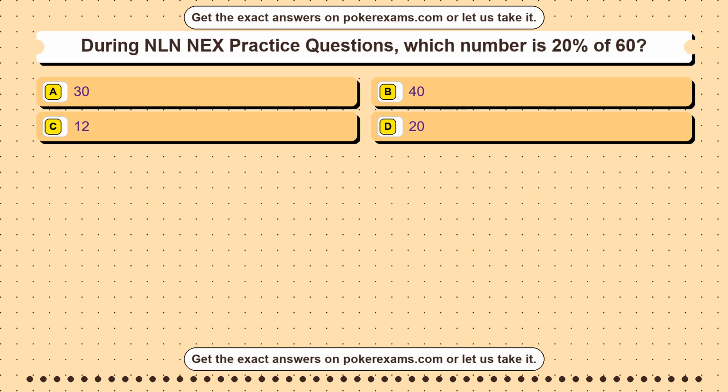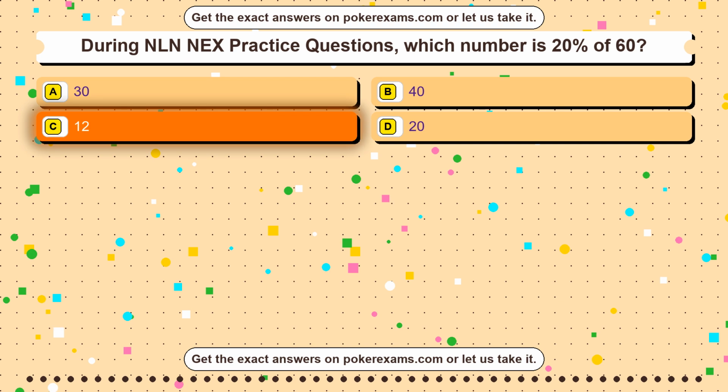Question 31. During NLN NEX Practice Questions, which number is 20% of 60? Option A, 30. Option B, 40. Option C, 12. Option D, 20. The correct answer is option C, 12.